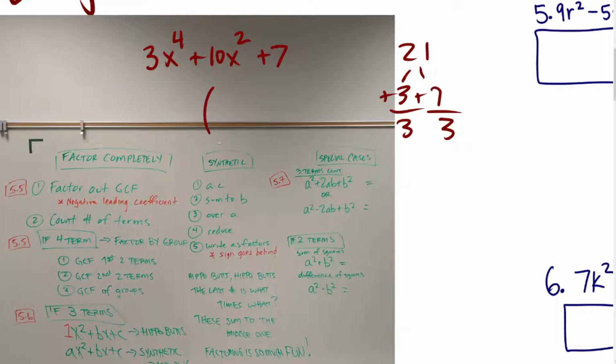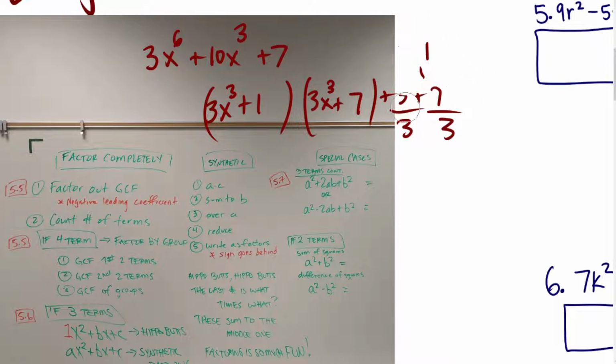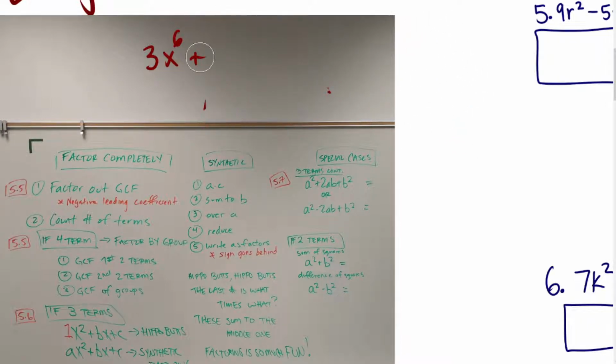The only difference is when we are putting it in our Hippo Butts. So we have plus 1 plus 7. Instead of 3x, we do 3x squared. And then if you multiply it out, you'll know that it will be correct. Now, say you had something like 3x to the 6th and x to the third. In that case, it'd be exactly the same, where we put a 3 there. Yeah, and always when in doubt, multiply it out. Anyway, so that is when you have 3 terms.